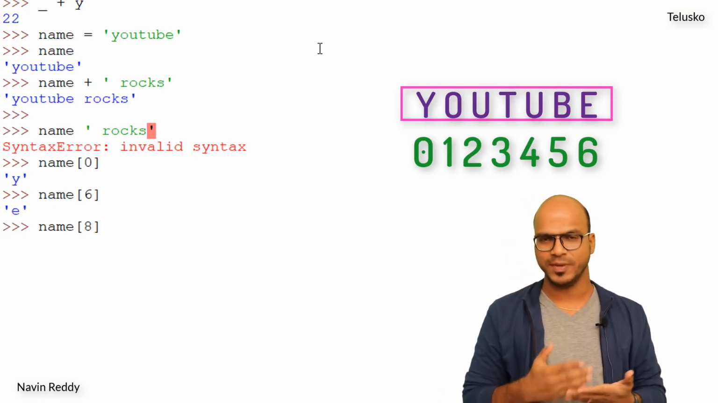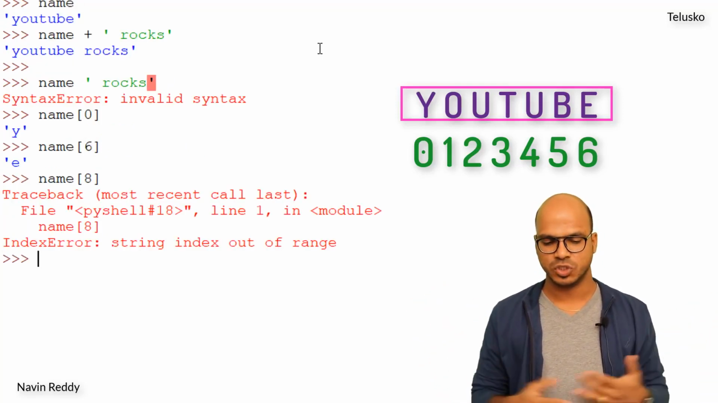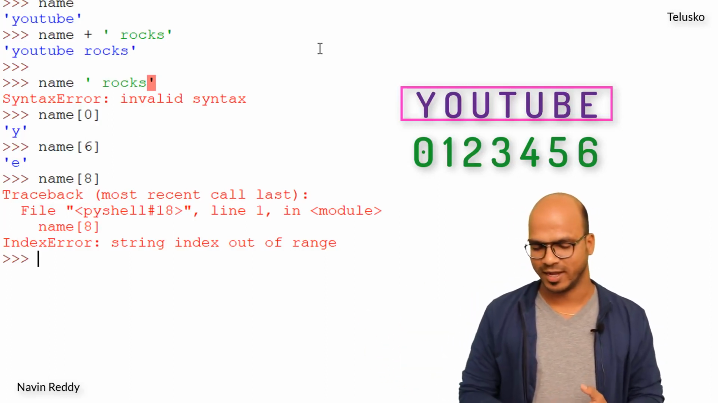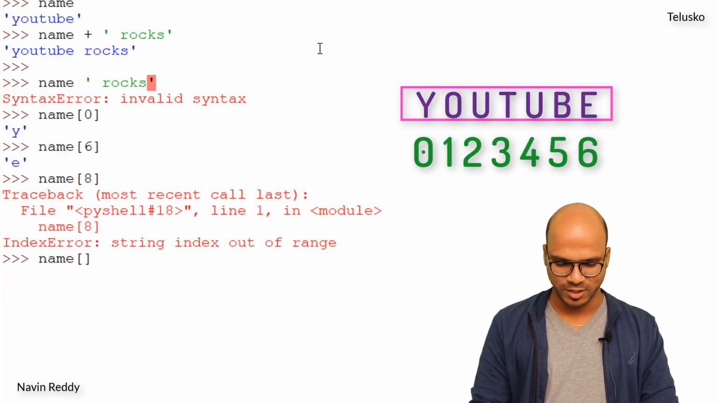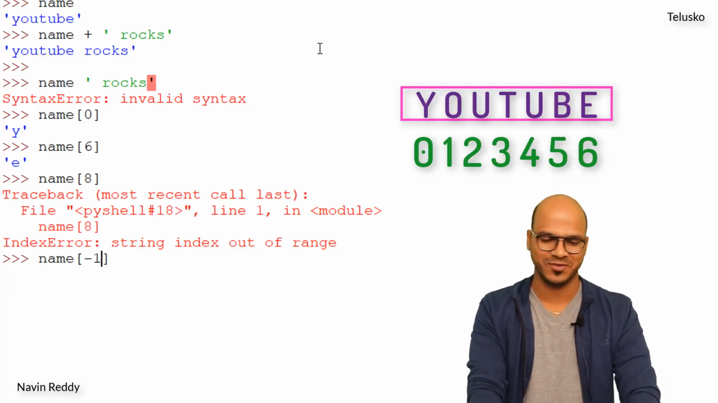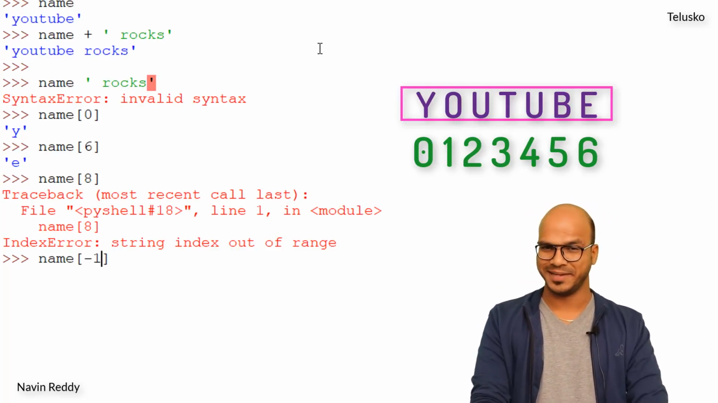How about 8? The moment you do that, it will give you an error. It says index error, string index out of range. So of course you're going out of your limit, right? So you cannot do that. Okay, can I use negative numbers? Let's try. I will use -1. So I want your guess here, what you think it will do. Come on, think about it. Okay, so let me just enter it and let's see what happens.